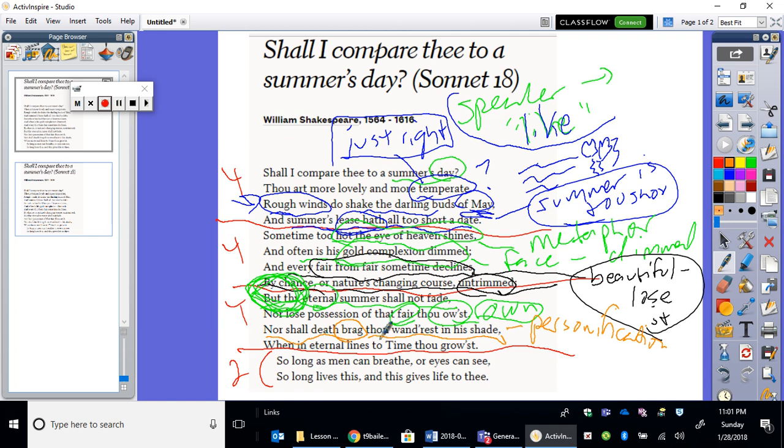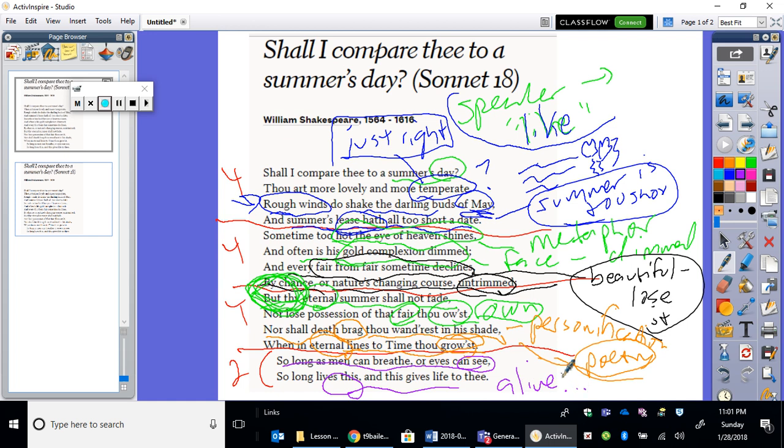"Nor shall death brag thou wanderest in his shade, when in eternal lines to time thou growest." Okay, so when in eternal lines, wait a sec, lines of poetry, because you grew because of the poem that I wrote for you. "So long as men can breathe or eyes can see, so long lives this, and this gives life to thee." So as long as everybody can breathe and they can see, they can read this, and you're still alive.